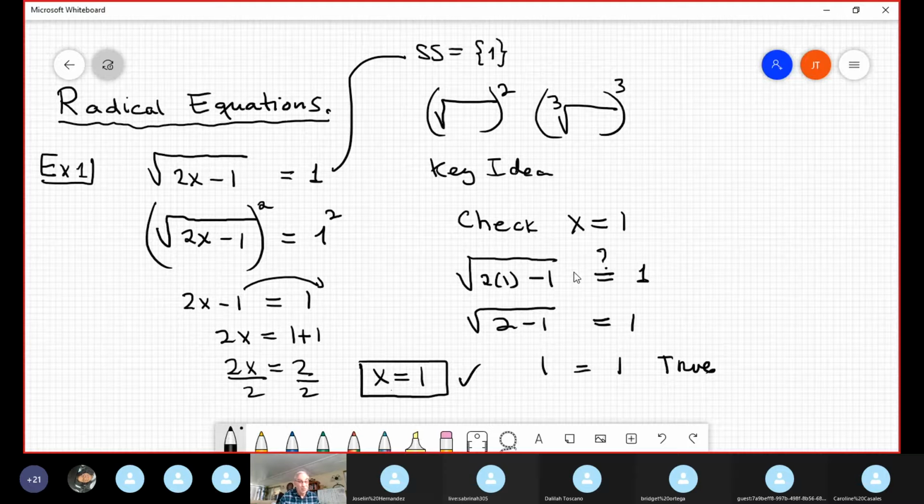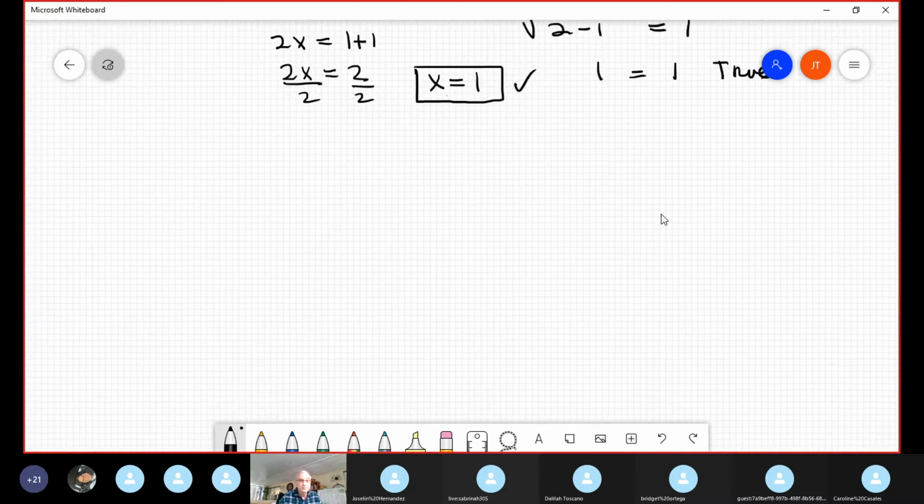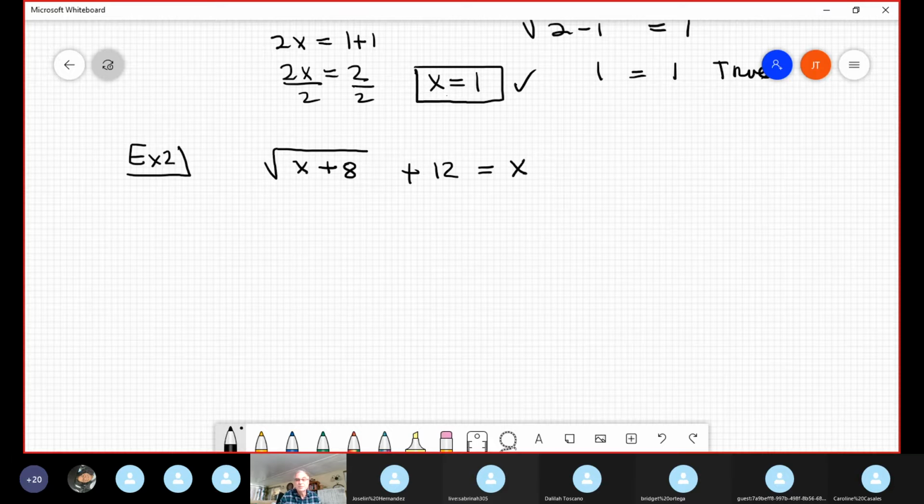Okay, this was a straightforward example, no? But I promise that now I want to illustrate another, more complicated one, in which you see a surprise. Okay, look. Example 2. Example 2 is the square root of x plus 8, plus 12 equals x.